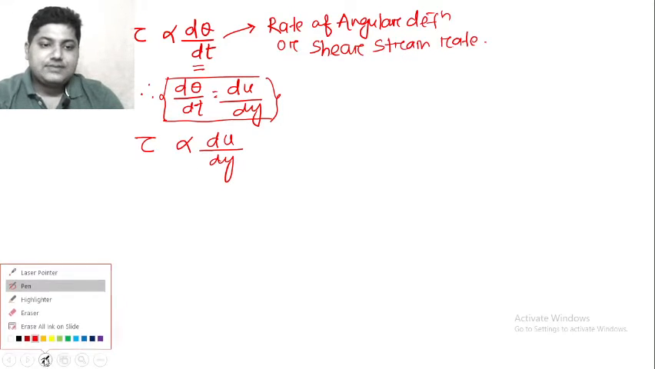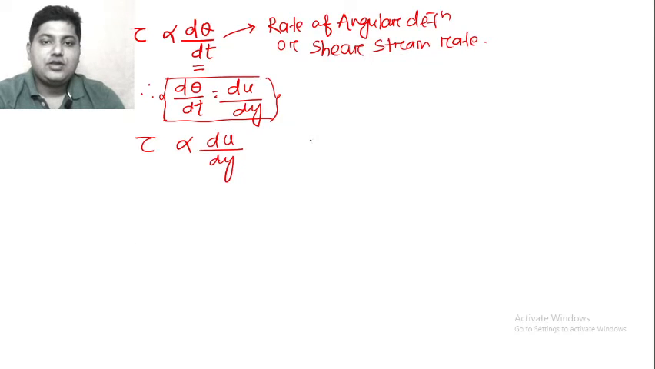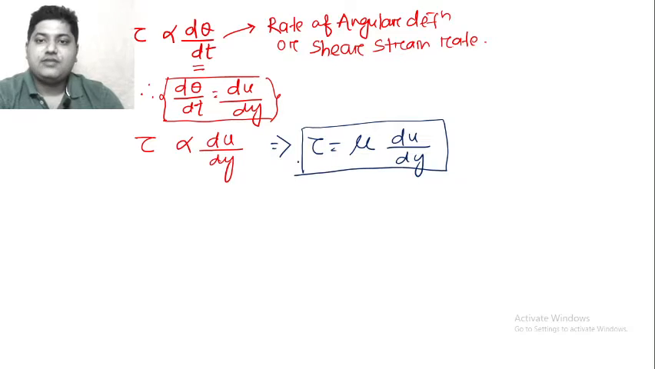Now if you remove the proportionality constant, then this tau we are writing as mu into du by dy. So this is mu into du by dy. This is called Newton's law of viscosity, and the fluid which obeys this law is called a Newtonian fluid.